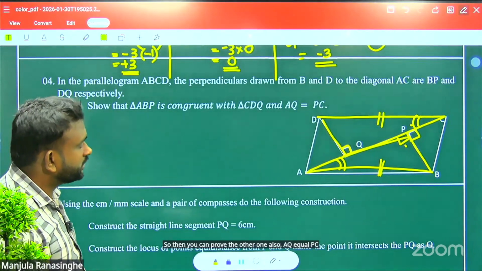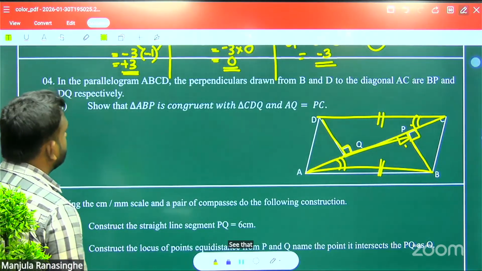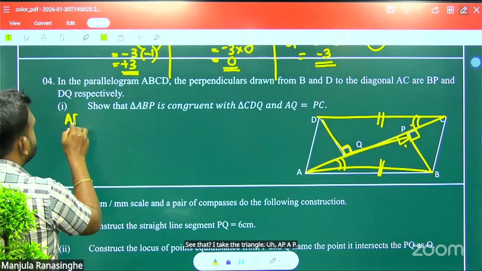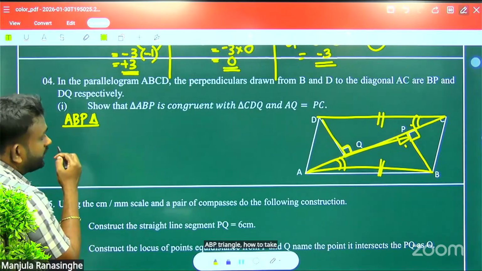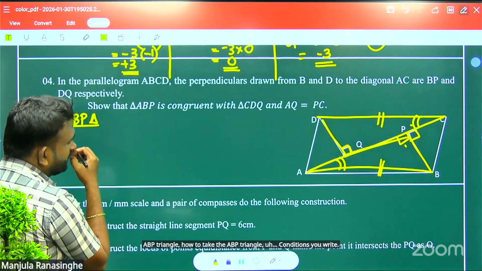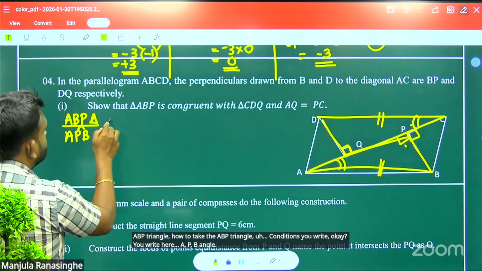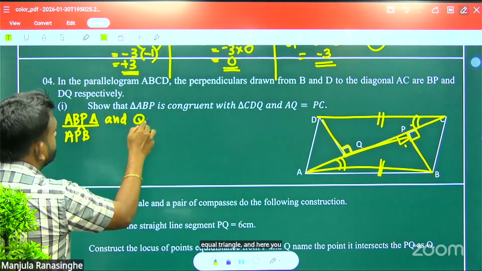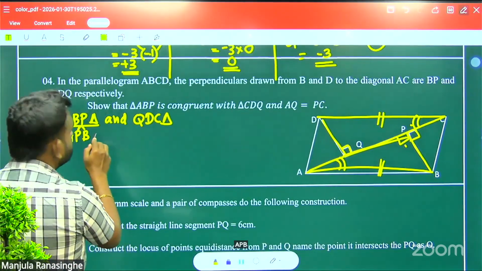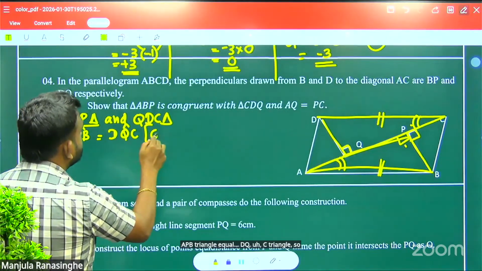Let me prove this in order. See, I take the triangle ABP. How to take the triangle ABP? Write the conditions. You write here angle APB equals, and here you write triangle QDC. Angle APB equals angle DQC. So that is the reason given.